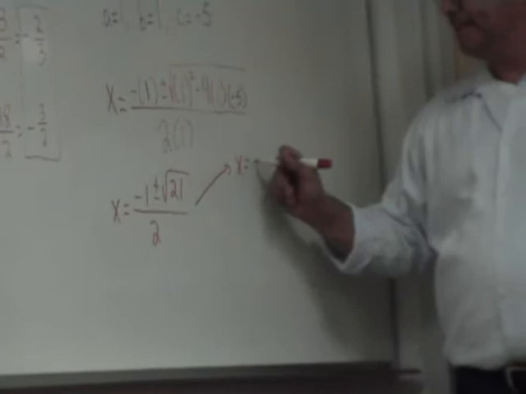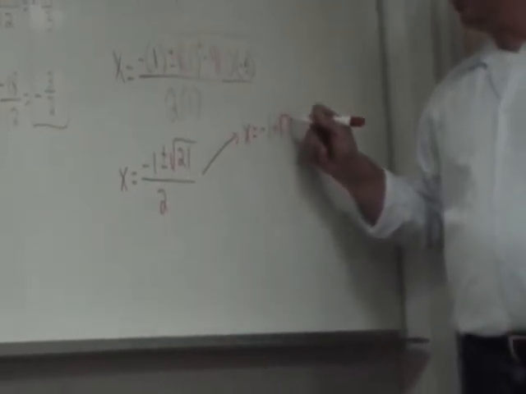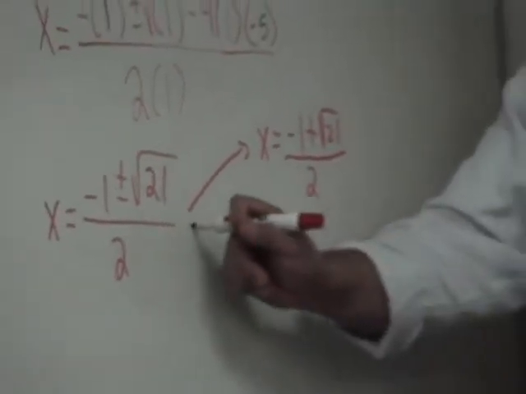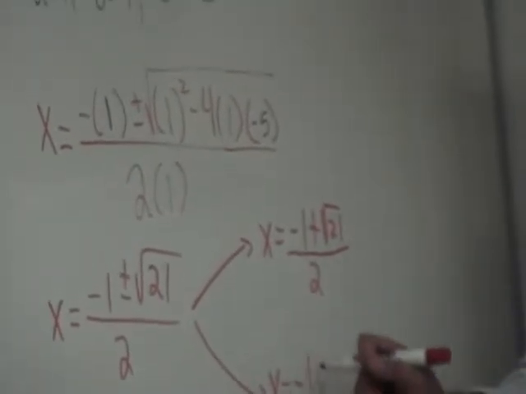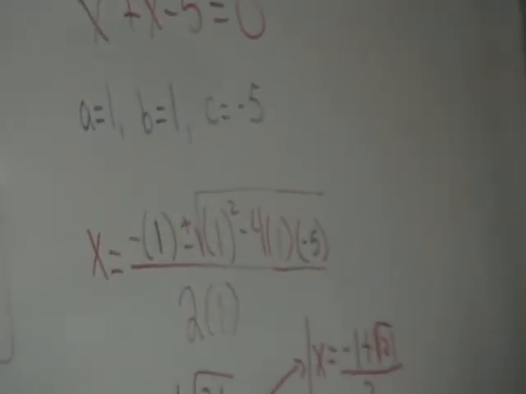At this point, I'm going to say my two x's are negative 1 plus the square root of 21 over 2, or x is equal to negative 1 minus the square root of 21 over 2. These are my exact answers. And if I ask for exact answers, this is what you give me.